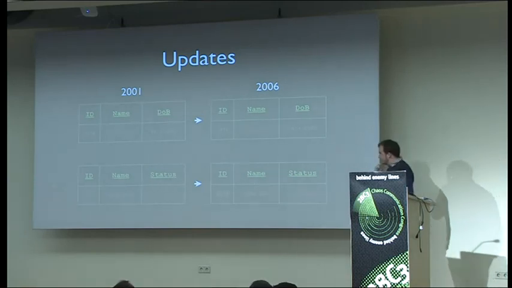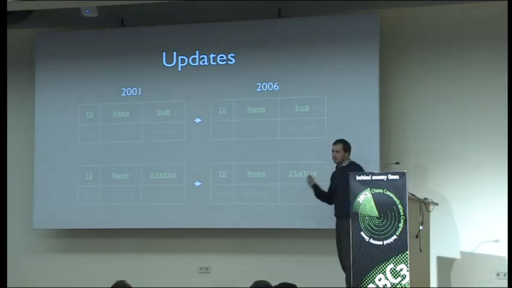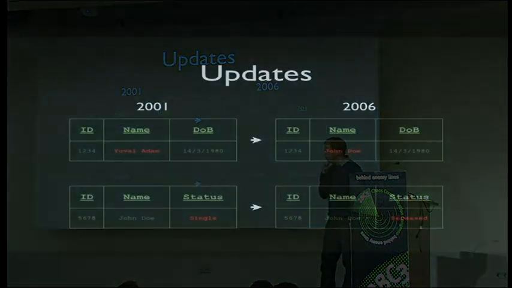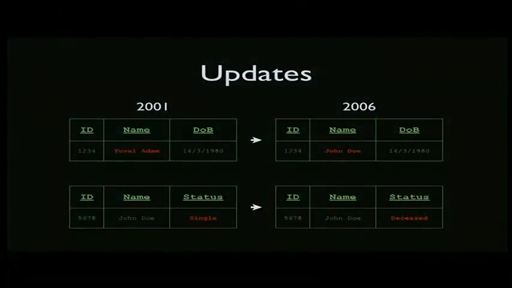Then we have updates. Now updates, again, fall into two categories. One is standard updates on the data of a person. So people can change their name, people can change their addresses, their phone numbers, things like that. So data that can change, we would expect it to be different between the old version and the new version.